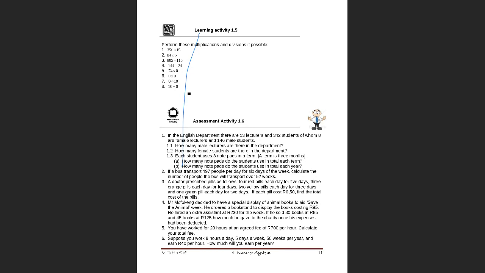Okay, you're welcome. Now, the next thing says that in an English department there are 13 lecturers and 342 students. Sir, are there any shortcuts of getting these answers except the ones we know? Maybe there are some that you know that might get us to these answers much quicker, where we multiply large numbers. Are there any that you might provide to us?